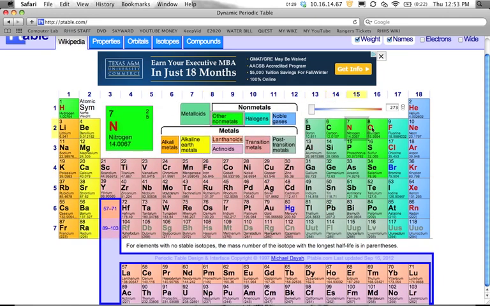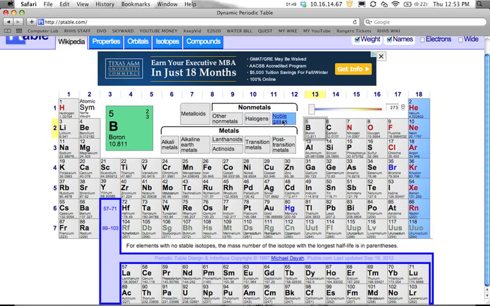Now group 13, 14, 15, and 16 are all labeled by the element at the very top. So group 13 is called the boron family, 14 is the carbon family, 15 is the nitrogen family, 16 is the oxygen family. And then we get to group 17, and group 17 we call the halogens. You can see them lit up right there.